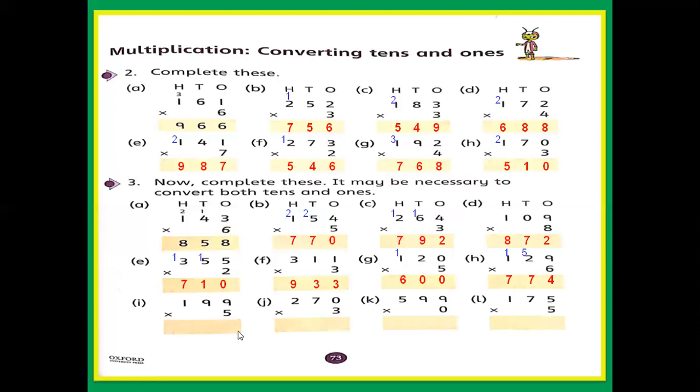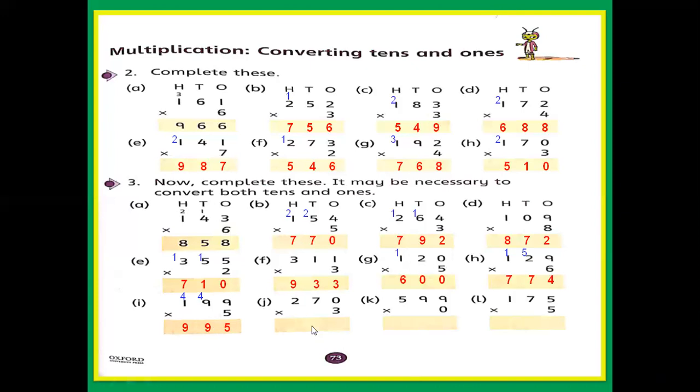Part I: 199 multiply 5. 5 nines are, read the table of 5. 5 ones are 5, 5 twos are 10, 5 threes are 15, 5 fours are 20, 5 fives are 25, 5 sixes are 30, 5 sevens are 35, 5 eights are 40, and 5 nines are 45. Write 5 here, and 4 will go to add into the tens. Again 5 nines are 45, and plus 4, 46, 47, 48, 49. Put 9, and again 4 will convert from tens to hundreds, and 5 ones are 5 plus 4, 6, 7, 8, 9. So write 9 here. So the answer is 995.